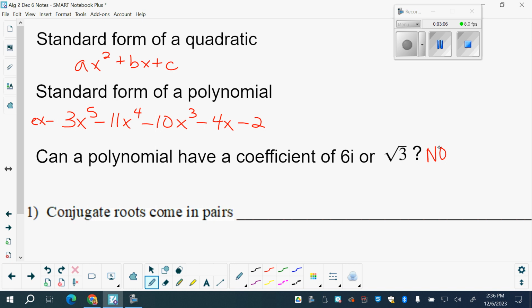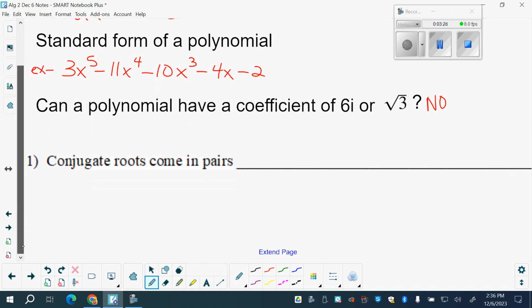So an example would be 8/3. I could not have a square root in there, and I cannot have an i in there. That means it's not rational. Could be -5. Those are examples of rational coefficients. So conjugate roots. This one is on your paper, so you're going to write these down.